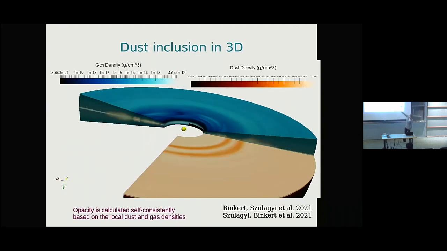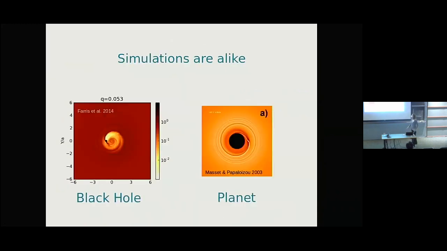So this is how the dust-included simulation looks like. This is multi-fluid, orange is dust, blue is the gas, and here is where the planet is forming. In this case, when we have both dust and gas, we consistently calculate the opacity from the local dust and gas densities. And one of the things that we have found is that if the planet mass is quite massive, then the spiral wakes of the planet are going to stir up the dust inside these disks. So it's no longer settled. I don't know whether this is important for AGN disks or not, but maybe.